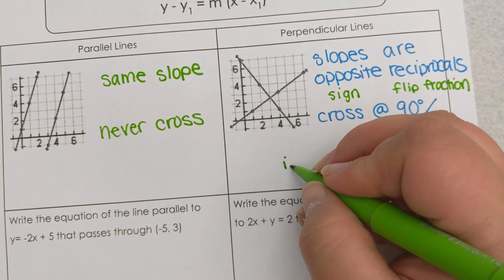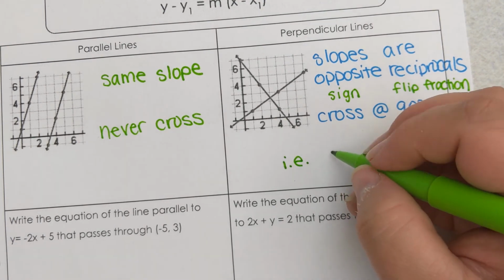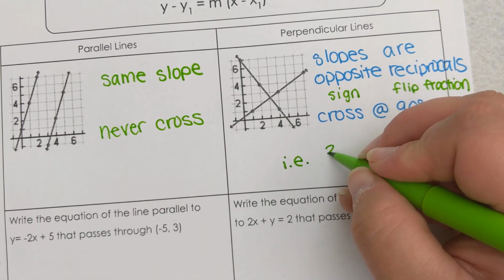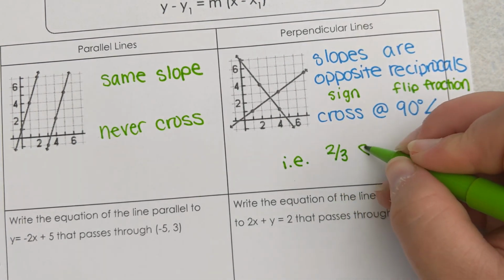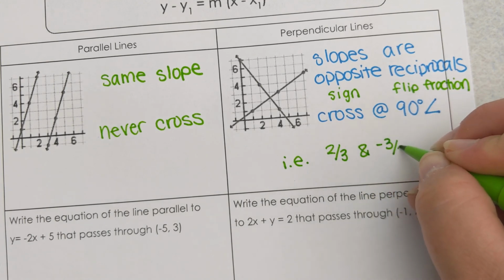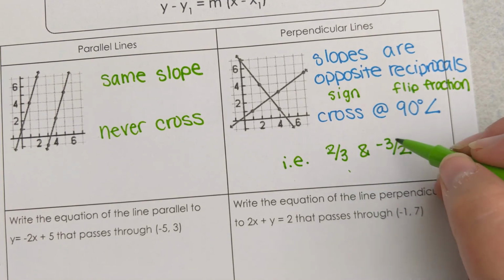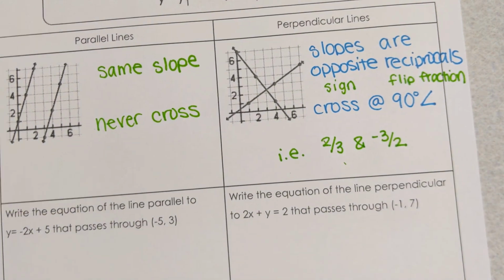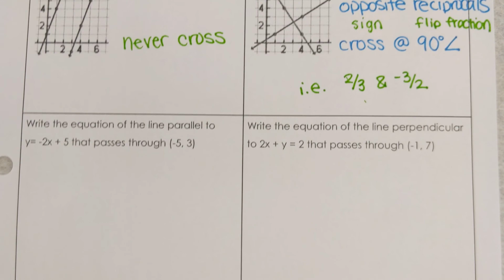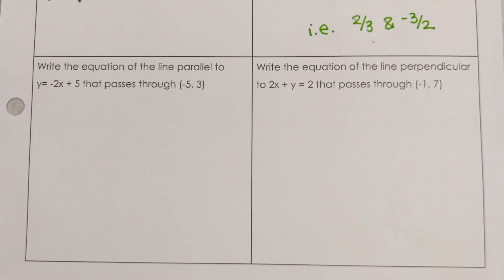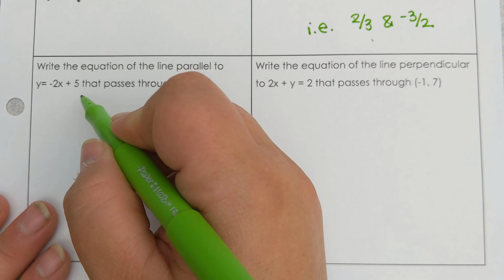Okay, and I'm going to put an example of that down here. So let's say 2/3 and negative 3/2. So see how they switched spots and it became negative? That's an opposite reciprocal. And hopefully that's not brand new, fresh news for you. Here's how we're going to use this. It says, write the equation of the line parallel to y equals negative 2x plus 5. What is the slope of this line?